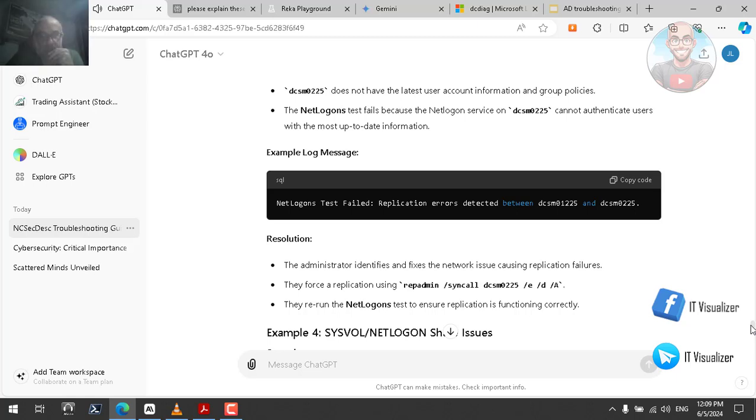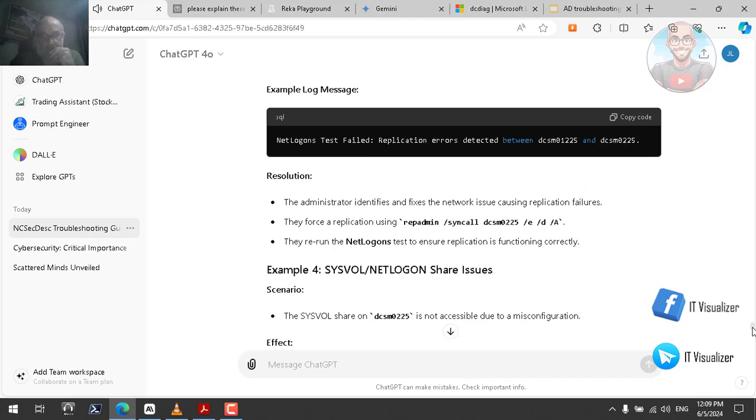Resolution: the administrator identifies and fixes the network issue causing replication failures. They force a replication using repadmin /syncall on DCSM0225. They rerun the Netlogon tests to ensure replication is functioning correctly.